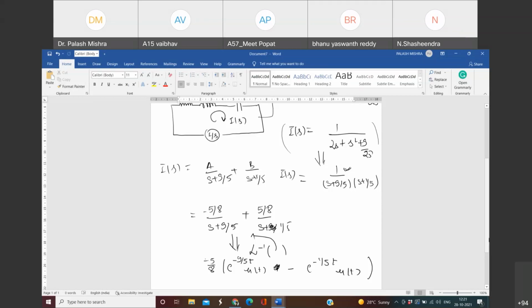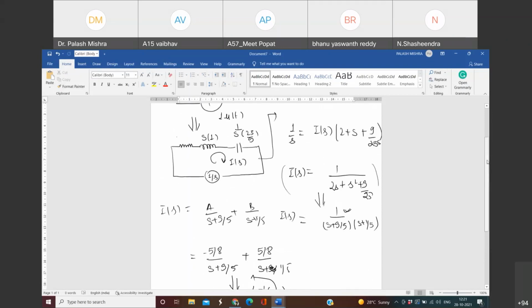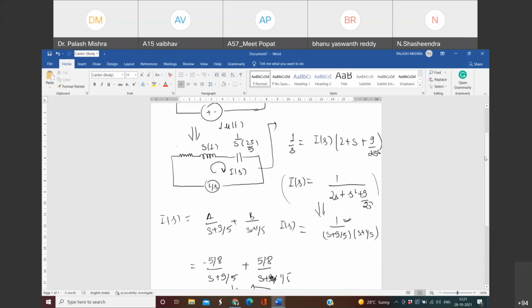Okay. So at time t equals 0, what value of current should be there? Any guess in the system? By just looking at this figure, at time t equals 0 positive, the current in this circuit should be 0, because the inductor will act as an open circuit. Okay.